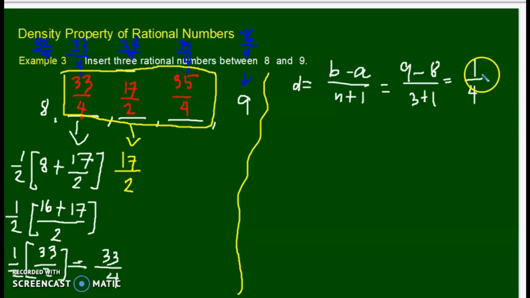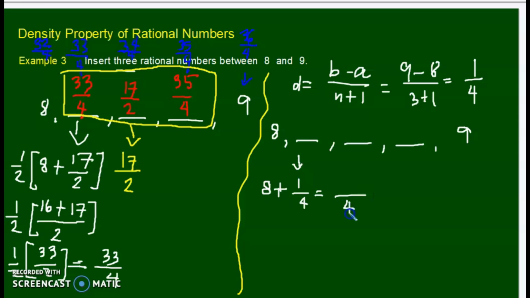So, ibig sabihin, itong D na to, itong 1/4 na to, ang i-add natin sa preceding numbers or preceding terms. So, kung 8 yan, okay, and then blank, blank, blank, and then 9. So, for this one, okay, 8 added to 1/4. So, ang LCD natin ay 4. 4 times 8 is 32 plus 1 is 33. Okay, so 33 over 4.